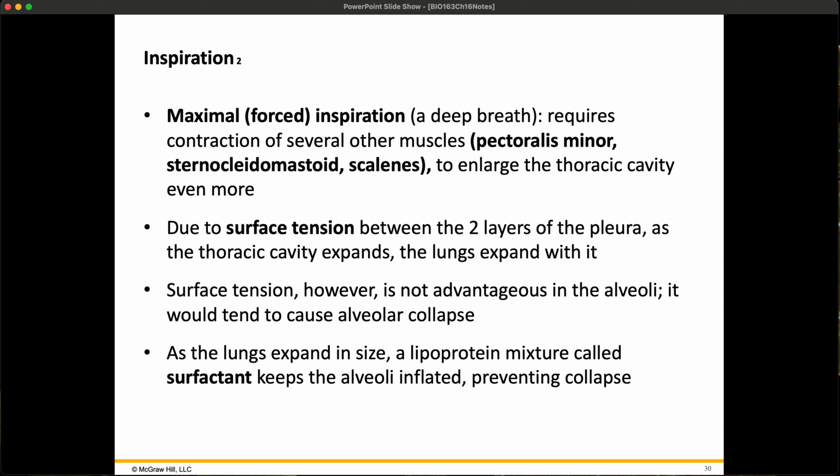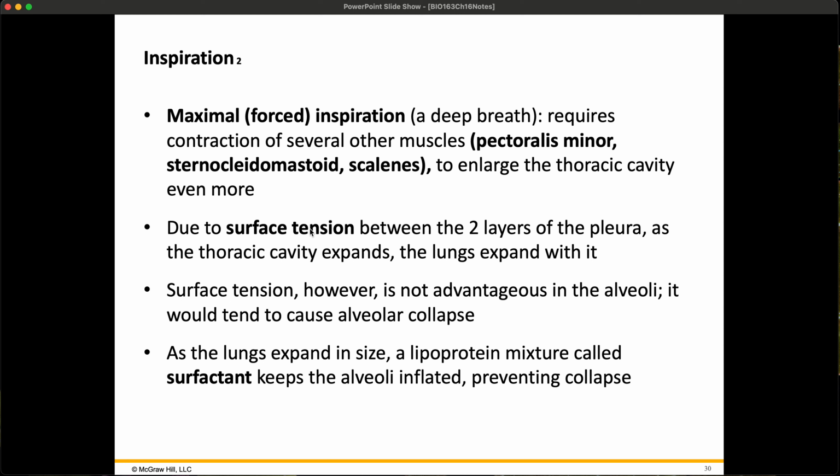There are a couple of different ways that you can inhale and exhale. When you're just doing it normally, it's a casual process, but you can force these things. So a maximal forced inspiration, where you're taking a deep breath in, uses more muscles: pectoralis major, sternocleidomastoid, scalenes, all of these things to help pick up and expand the rib cage.